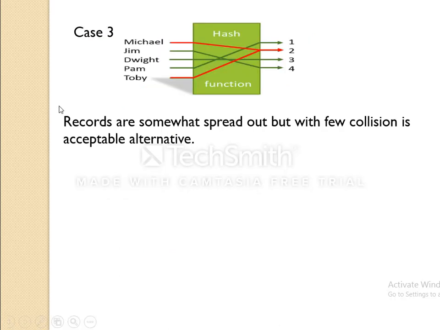Case 3. Records are somewhat spread out but with few collisions, which is an acceptable alternative. That is, as shown in the figure, Michael and Toby have a collision at the second address, but the rest have single mappings to single addresses. So it is the acceptable case.